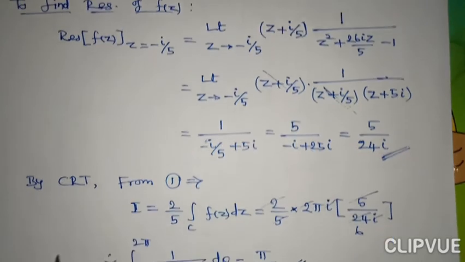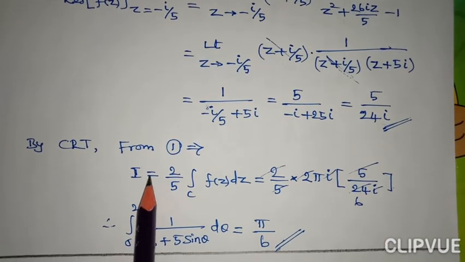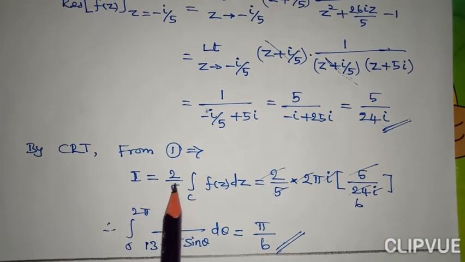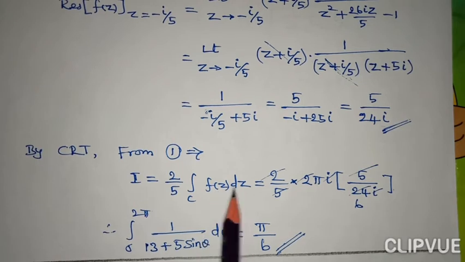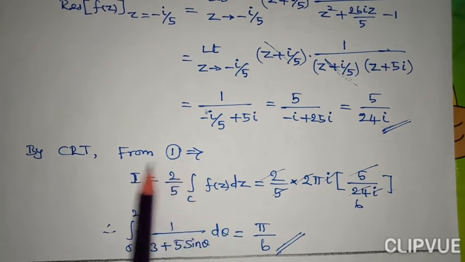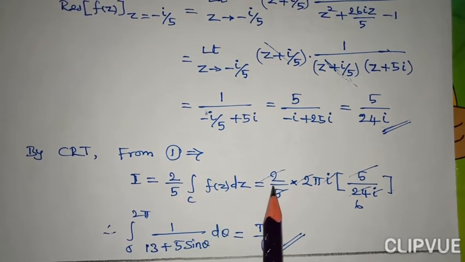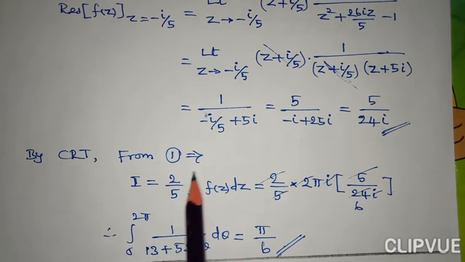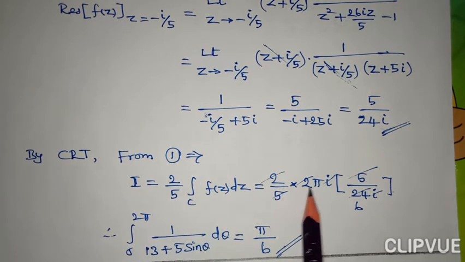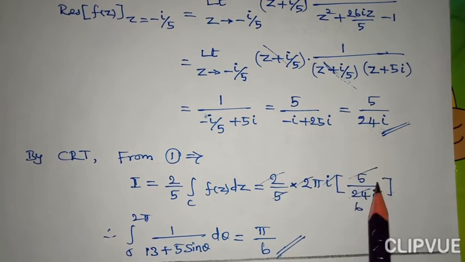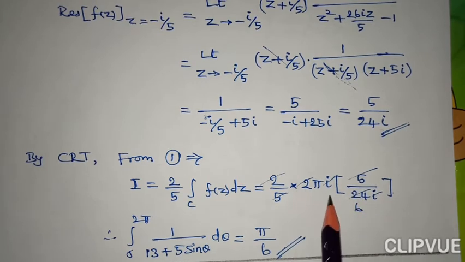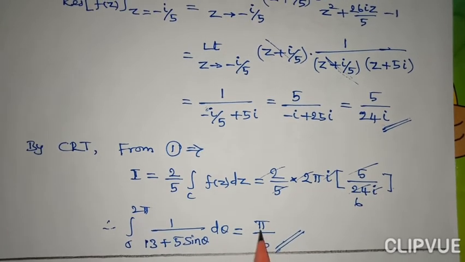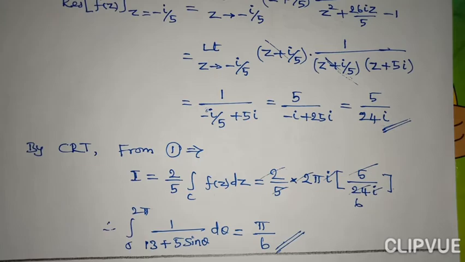Now, by Cauchy's residue theorem, the given integral I is equal to 2 by 5 times the integral over C of f of z, from the first equation. You refer to equation number 1. Now, this integral is equal to 2 pi i times the sum of the residues. Only one residue we got, 5 divided by 24i. Just put it here and simplify it. After simplification, you will get pi by 6. That's all.